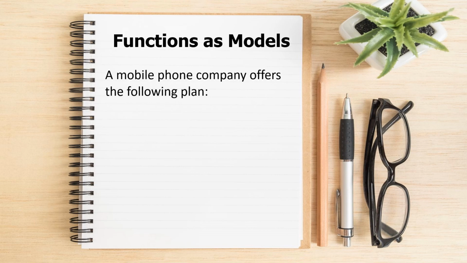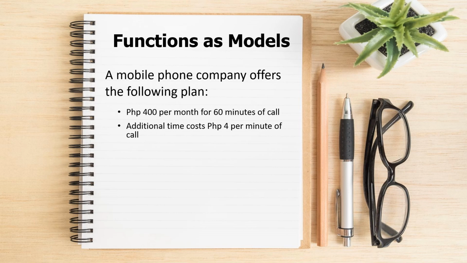So how to evaluate piecewise functions? Let us answer this scenario. A mobile phone company offers the following plan: 400 pesos per month for 60 minutes of call. Additional time costs 4 pesos per minute of call. So we can use T as a variable representing the number of minutes, and C of T for the cost of the plan per month.